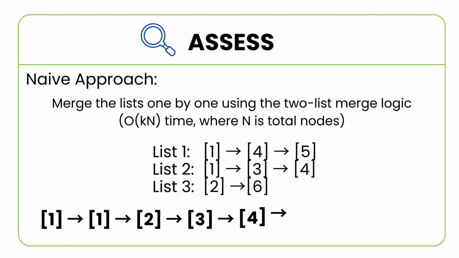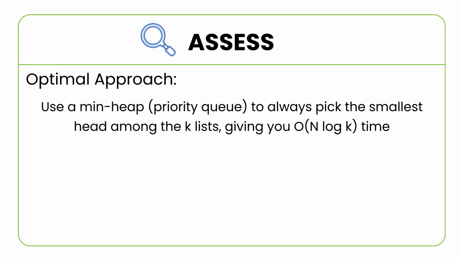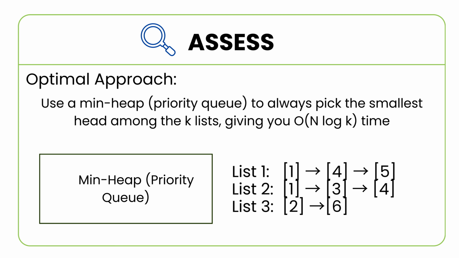Naive approach: merge the lists one by one using the two-list merge logic, O(k·n) time, where n is total nodes. It works, but it's not optimal. Optimal approach: use a min heap, a priority queue, to always pick the smallest head among the k lists, giving you O(n log k) time. Let's think step by step.